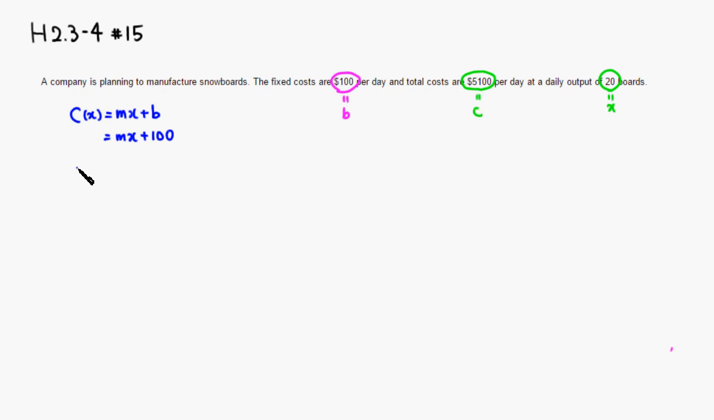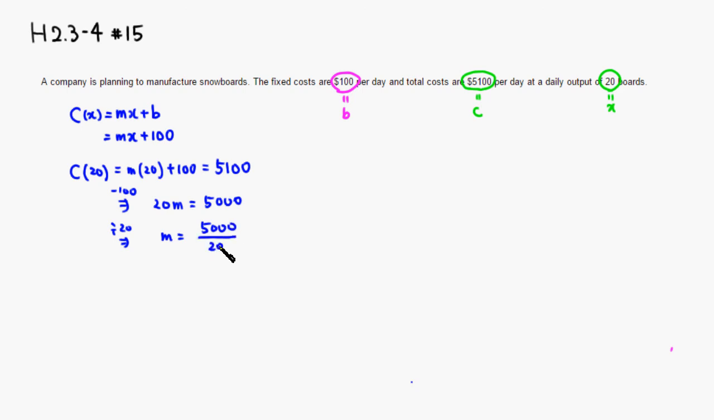So we know that the cost at 20 boards, which means m times 20 plus 100, is going to be equal to 5,100. Then we can solve for m. First, I'm going to subtract 100, so we have 20m is equal to 5,000. Then I'm going to divide through by 20. So m is equal to 5,000 divided by 20. I can knock out one zero, and 500 divided by 2 is 250.